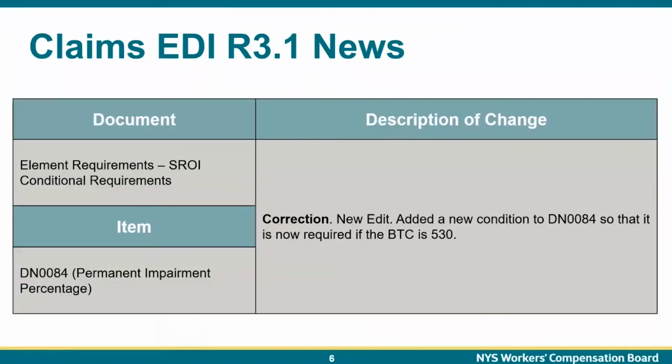Just to highlight a couple of the changes that were made and are noted on the changelog. Element requirements, the SROI conditional requirements for DN84. We just made a minor correction. We didn't note that it was a new edit, so we wanted to add that since it was important. We were actually adding a new condition to DN84 so that it was required if BTC 530, which is the employer pay lump sum scheduled.